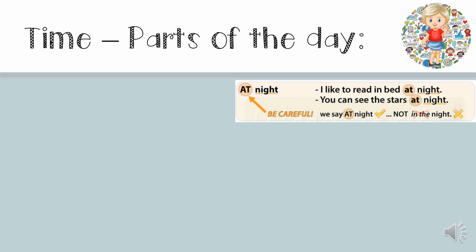If we talk about the preposition of time, we can also use it with parts of the day. When we use the preposition at with night, you can say, I like to read in bed at night, or you can see the stars at night. Just be very careful. We say at night and not in the night. In Afrikaans, you can say, jy sien die sterre in die aand. Be careful not to translate it directly.